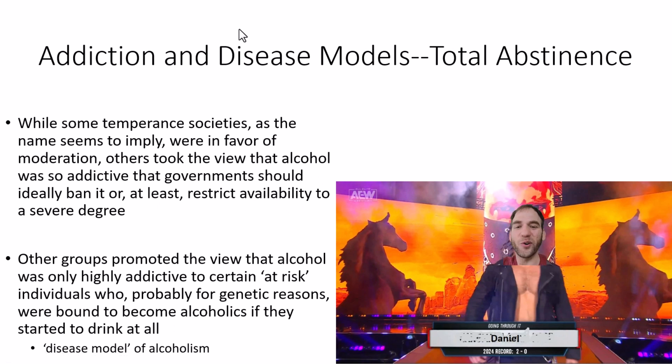Again, people are drinking a lot at this time. While some temperance societies, as the name seems to imply, were in favor of moderation, others took the view that alcohol was so addictive that government should ideally ban it, or at least restrict availability to a severe degree. Other groups promoted the view that alcohol was only highly addictive to certain, quote, at-risk individuals, probably for genetic reasons, who were bound to become alcoholics if they started to drink. This is referred to as, quote, the disease model of alcoholism.